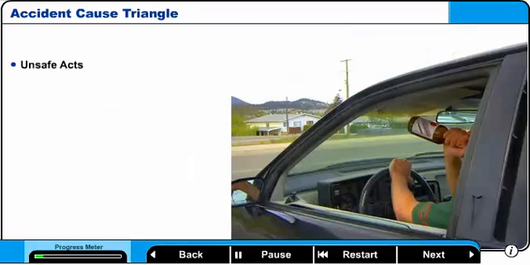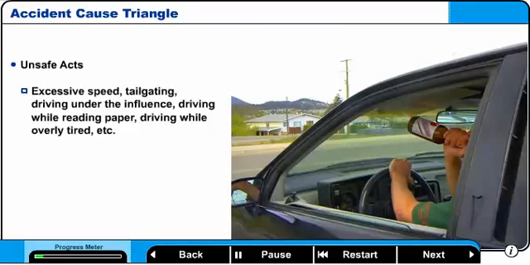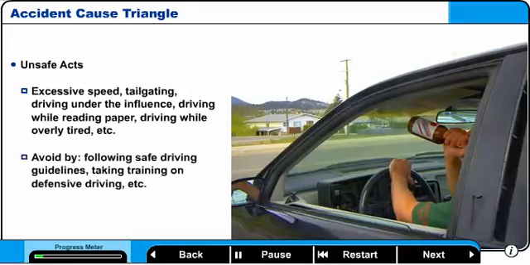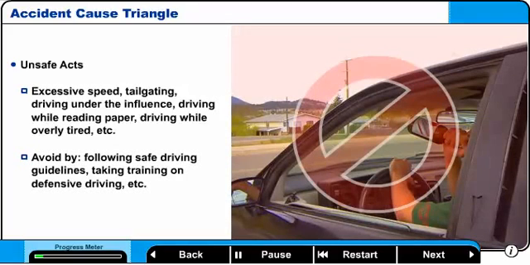Examples of unsafe acts include excessive speeding, tailgating, driving under the influence of drugs or alcohol, driving while reading a newspaper or while overly tired, etc. Unsafe acts are very preventable. You can simply follow safe driving guidelines and avoid speeding, tailgating, or driving when impaired. You can also take training to improve your driving, just like you're doing right now. However, what you can't do is prevent the unsafe acts of other drivers on the road.